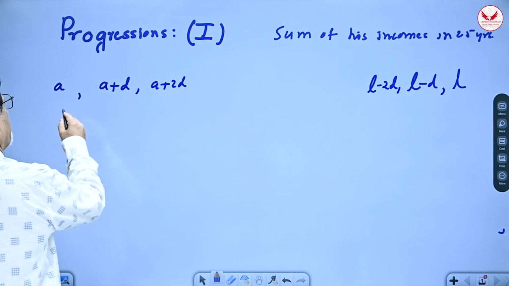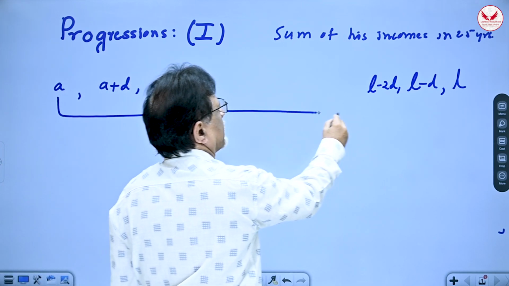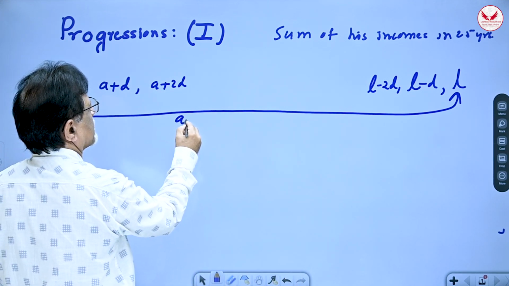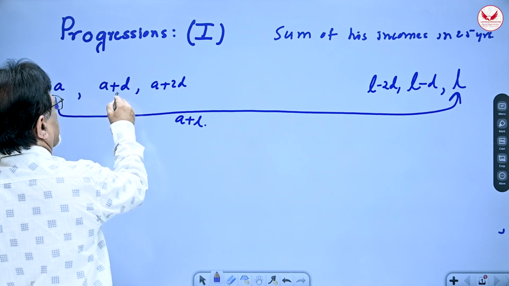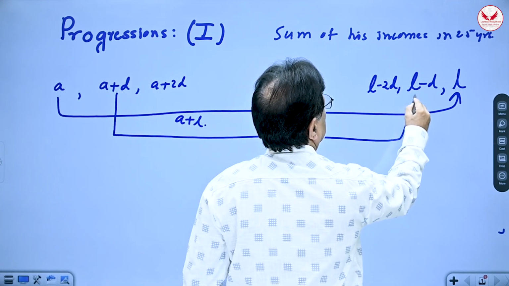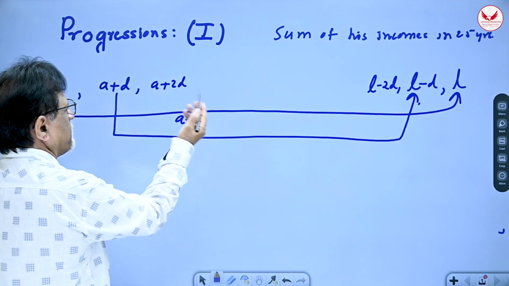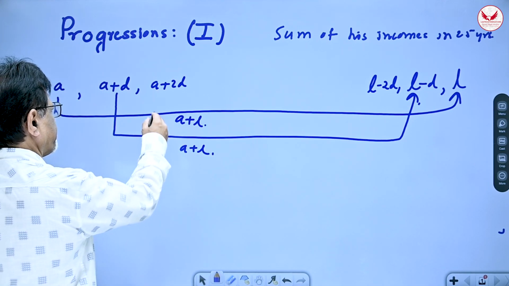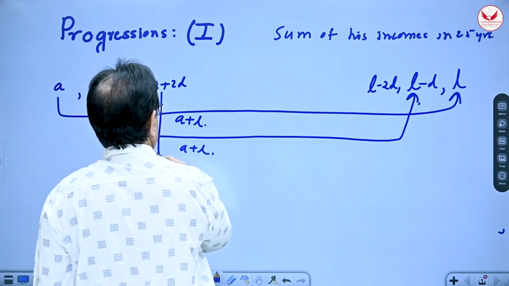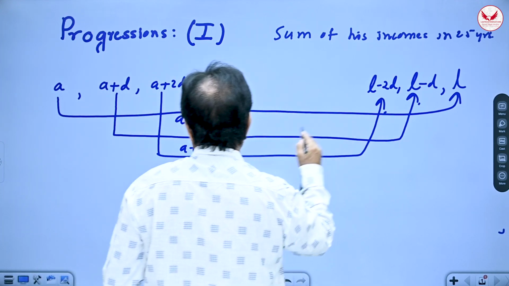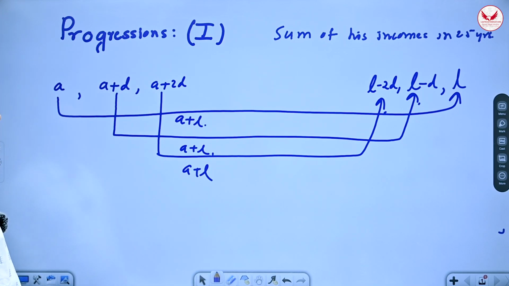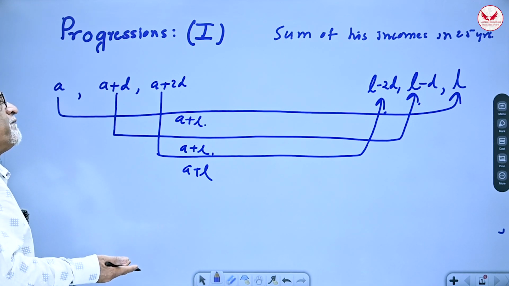Now, you add the first and last. If you add first and last, what will happen? It will be A plus L. You take the second number and the second last number. Again, the total is the same because minus D plus D gets cancelled. You will get A plus L. Correct? Then you take the third number and third last number. Again, the answer is A plus L. So you keep on adding A plus L, A plus L. How many times? Exactly as many pairs as there are. So there are exactly half the number of pairs.